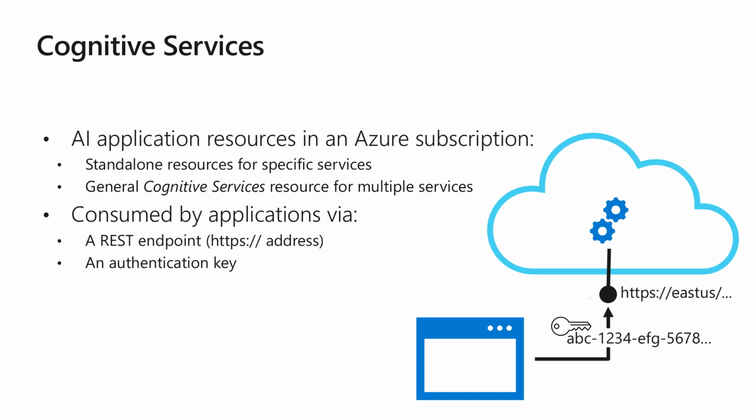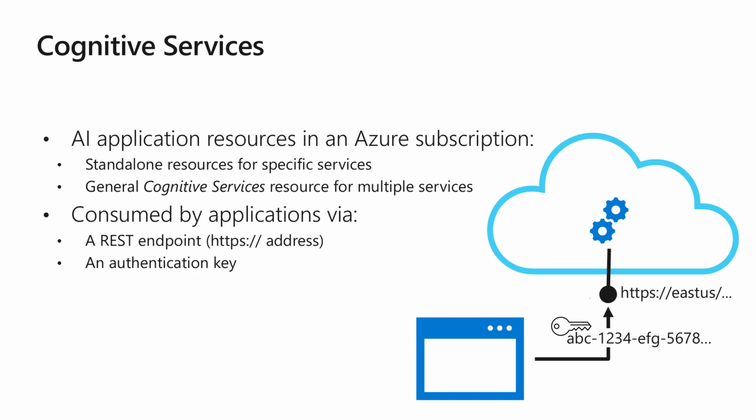Now, to use cognitive services, you need to provision a resource in your Azure subscription. And that can be a standalone service-specific resource. So for example, we could create a computer vision resource. Or there's a general cognitive services resource that you can use to encapsulate multiple services. So if you needed to use lots of services, you could use that.